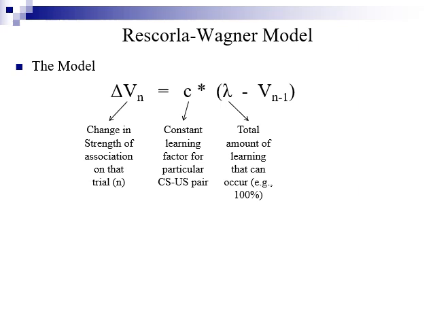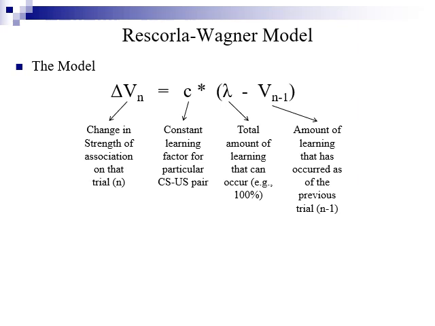Lambda represents the maximum amount of learning that can occur. For our purposes, we'll just call that 100%. 100% is the maximum amount. And then the last part here, Vn minus 1, that's the amount of learning that had occurred on the previous trial. So n being the current trial, n minus 1 being the previous trial.